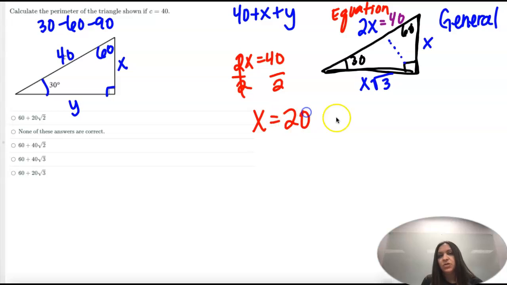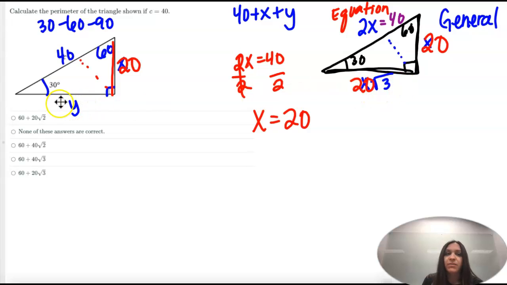So x equals 20. And that's the short side, right? Short side, and then times by 2 to get the hypotenuse. And then we take that same value times the square root of 3 to get the long leg.